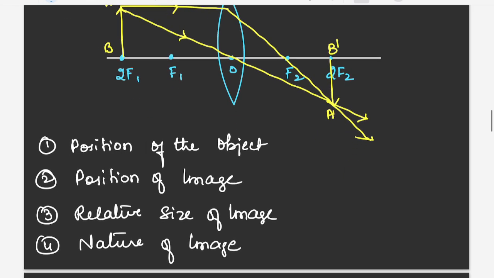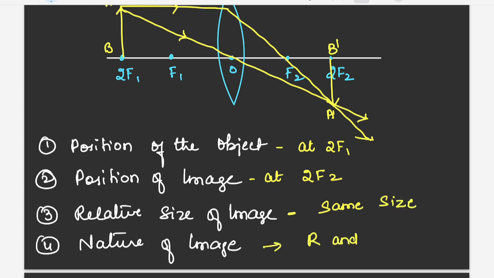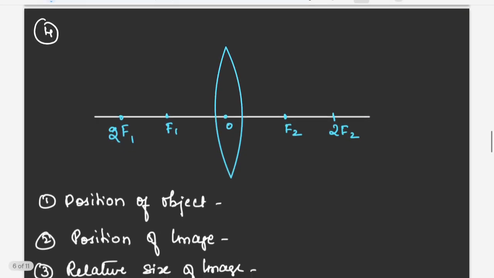So therefore you can write here: position of the object is at 2F1. Position of the image is at 2F2. Relative size of the image, same size image is formed. Nature of the image is real and inverted, R and I, that is real and inverted.